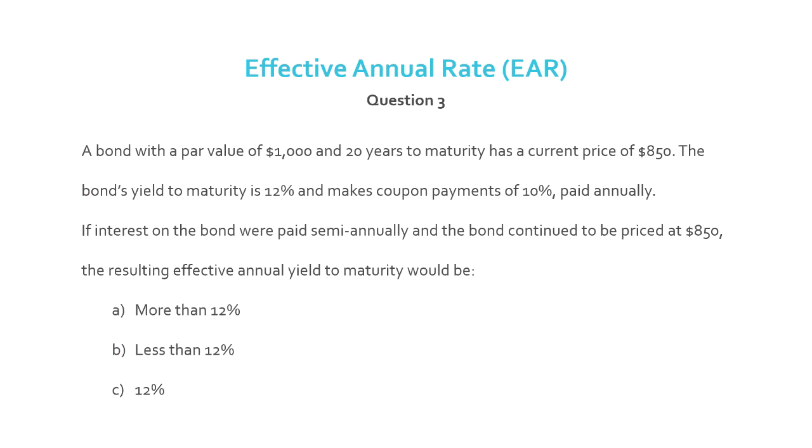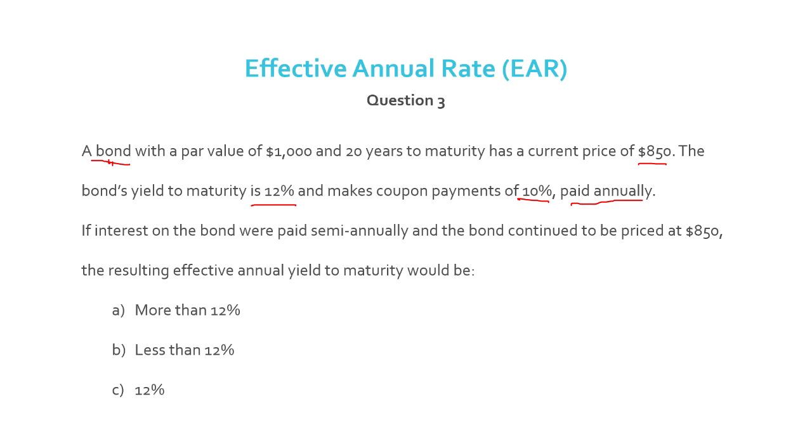Question 3. A bond with a par value of $1,000 and 20 years to maturity has a current price of $850. So we've got some bond that's priced at $850. The yield to maturity is 12%. The coupon payments are 10%, and they're paid annually to start off with. So a bond is basically just an instrument whereby an entity can borrow money from another entity and then they pay it back with interest over a period of time.